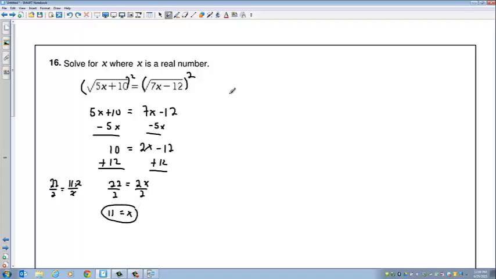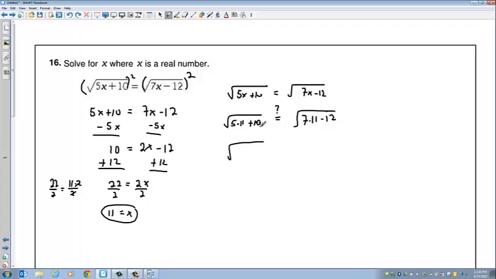And you can check your work by plugging into the original equation. So the original equation was the square root of 5x plus 10, is that equal to the square root of 7x minus 12? And so when we plug in x equal 11, you get 5 times 11 plus 10. And the question is, hey, is that equal to 7 times 11 minus 12? And if I didn't make any algebra mistakes, then it will be. So on the left, you compute this. 5 times 11 is 55, plus 10 is 65. That checks. That's good. And on the right, 7 times 11 is 77. And then you have minus 12.